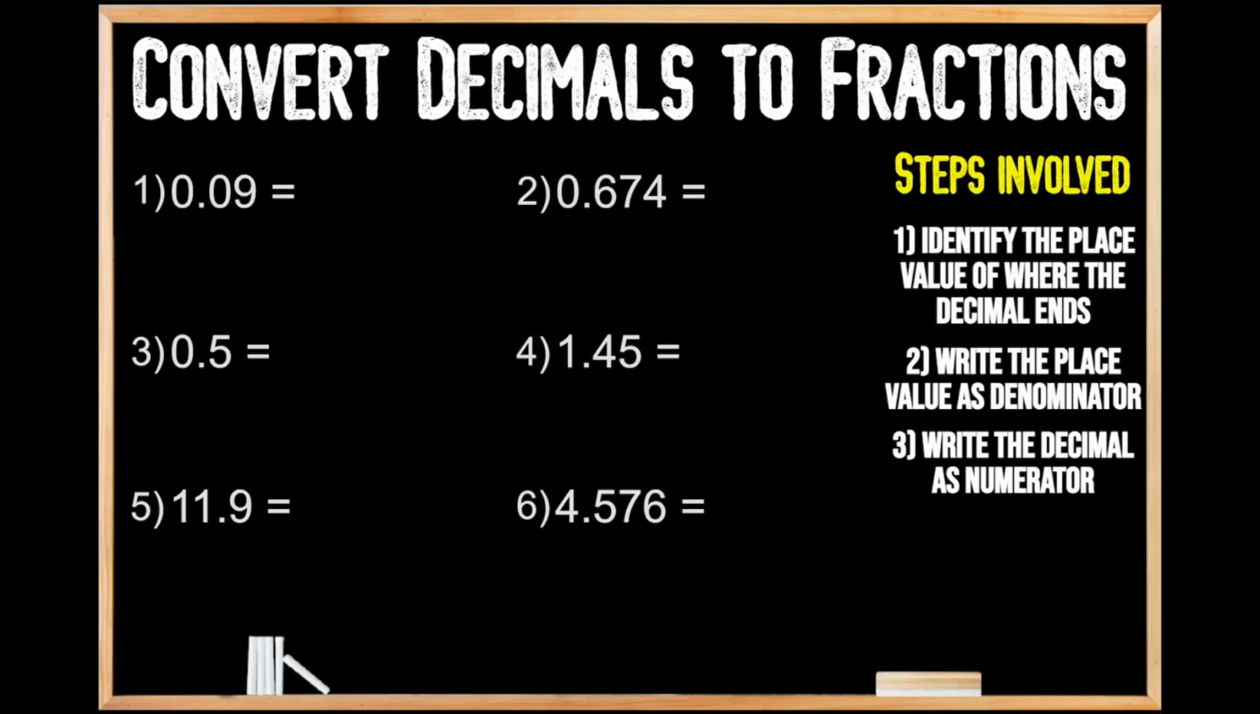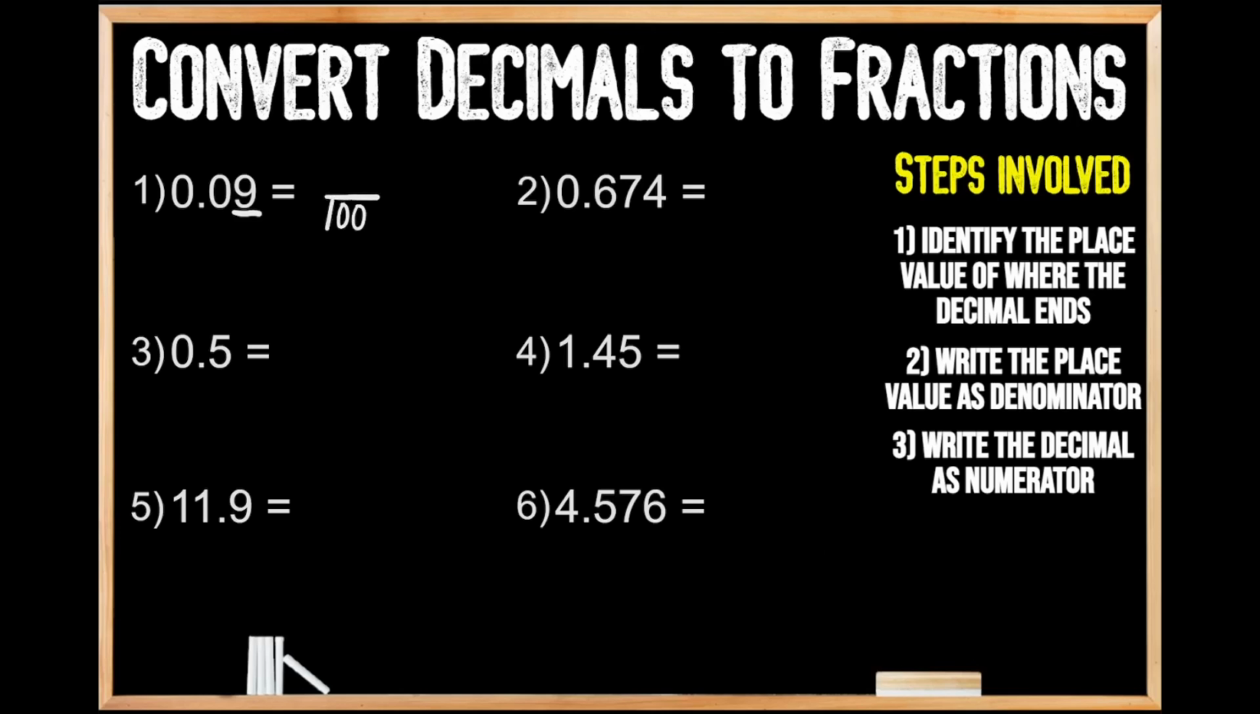Now let's get started. In question number 1, we're being asked to convert the decimal of 0.09, or 9 hundredths, into a fraction. Looking over to the right-hand side under our steps involved, our first step is to identify the place value of where the decimal ends. For question number 1, our decimal ends in the hundredths place. For step number 2, we're going to write the place value as our denominator. Our decimal ended in the hundredths place, so we're going to write a denominator of 100.